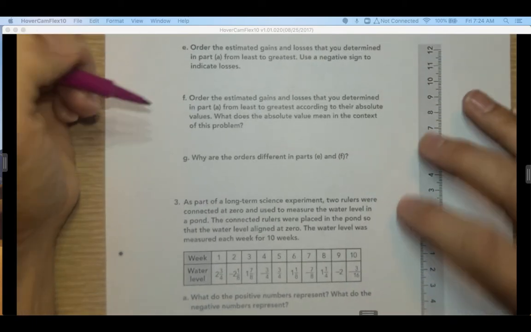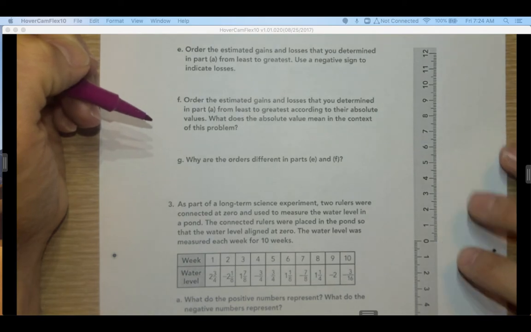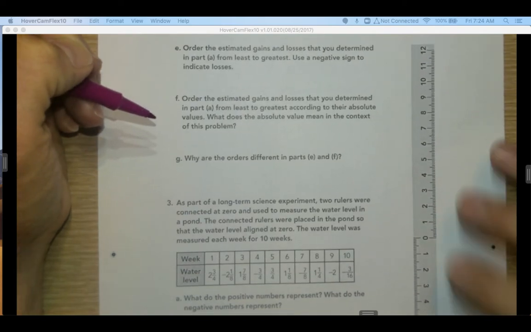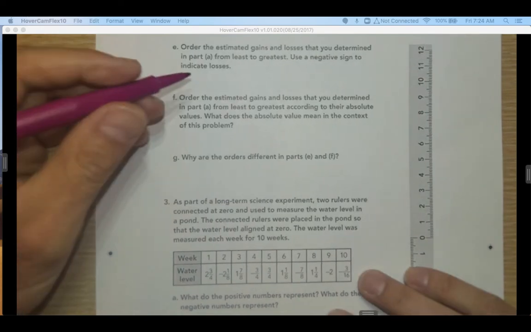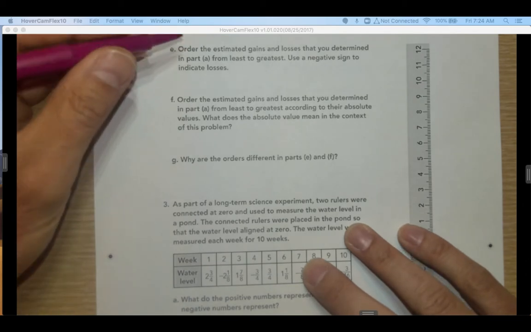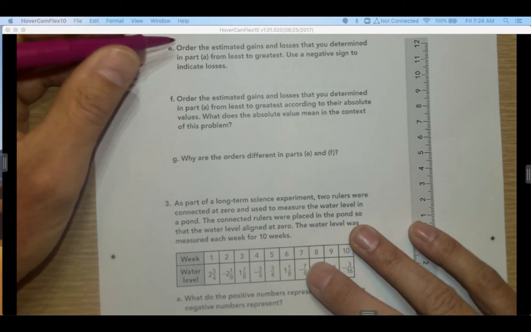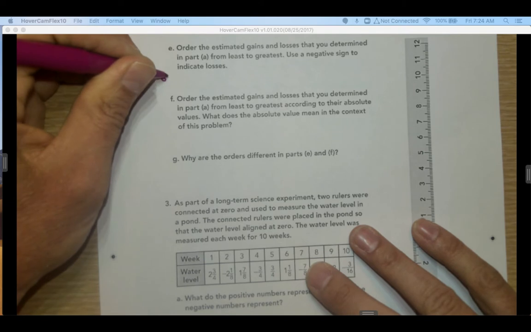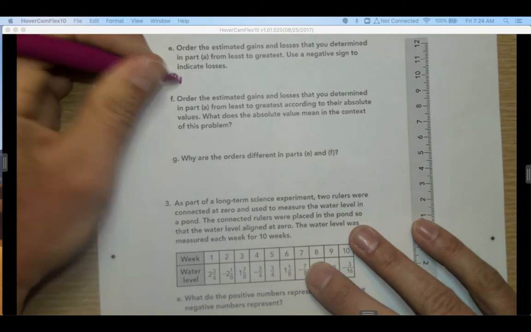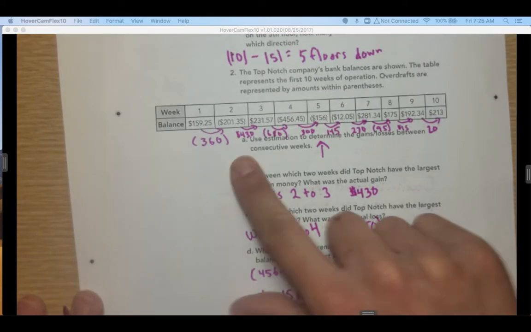Order the estimated gains and losses that you determined in Part A from least to greatest. Use a negative sign to indicate losses. All right, so if I'm looking at that previous thing, our biggest loss was 680. Looking at these right here.